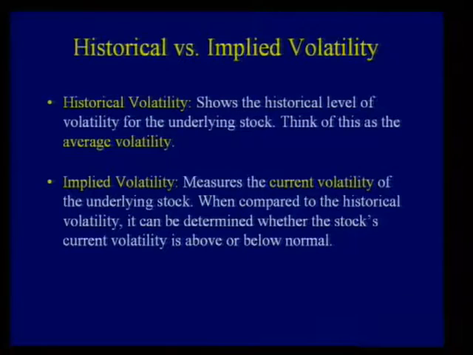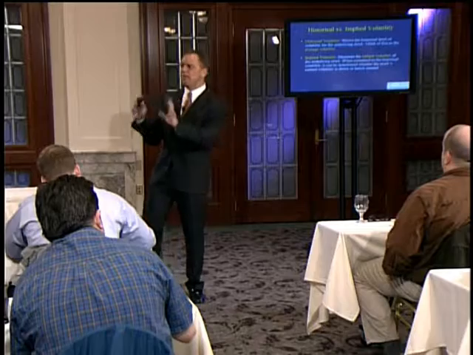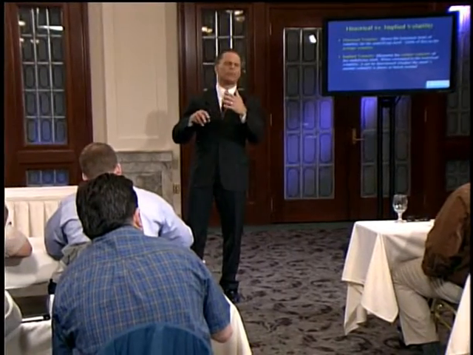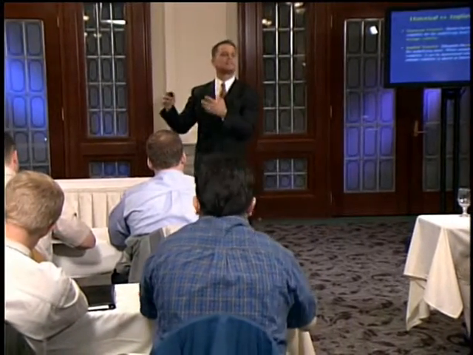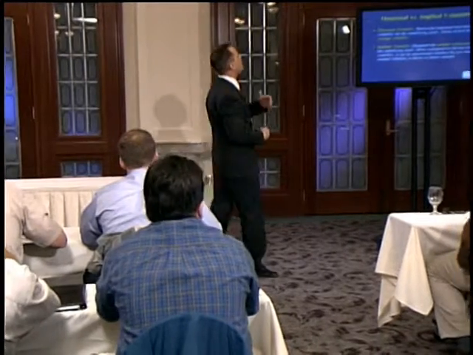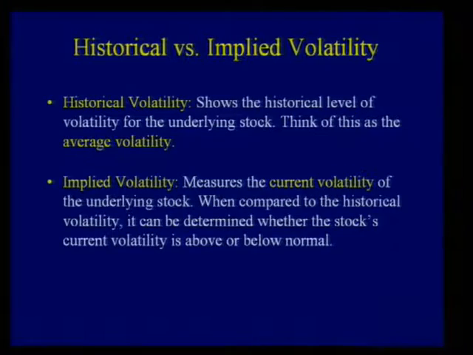Historical versus implied. Now, the historical volatility shows the historical level of volatility for the underlying stock. Think of this as the average volatility. So the historical or the average volatility is our baseline. That's our baseline for the stock, like a support and resistance level almost. It usually does this. We know from our past history. We can use our computers to give us that historical. Okay, we know that. Now our implied volatility. Again, that's the key issue here. The implied volatility measures the current volatility of the underlying stock. When compared to the historical volatility, it can be determined whether the stock's current volatility is above or below normal.